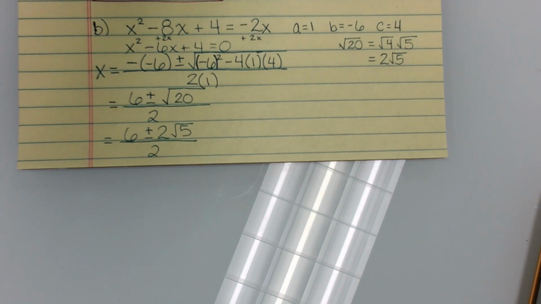I simplify further if I can. Divide the 2 into the 6. Not just the 2 and the 6. You can also divide the 2 and the 2. It's multiply. Not just the 2 and the 2.